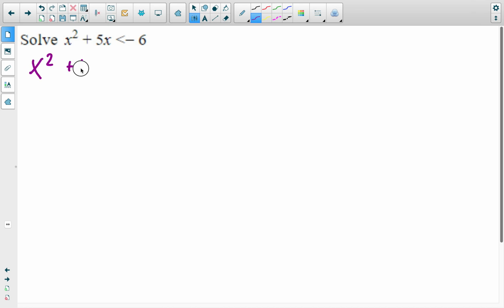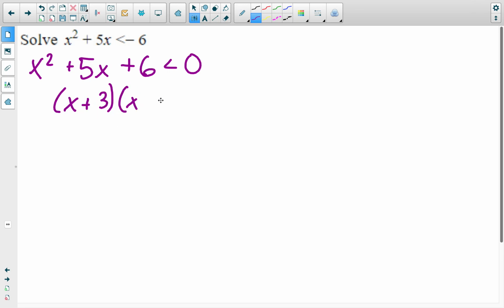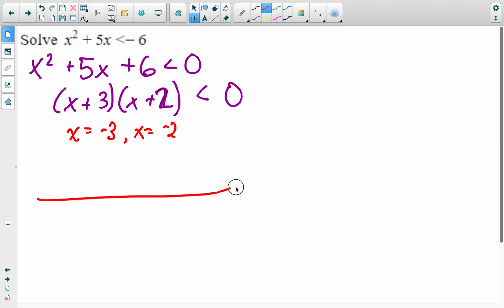All right, first thing we're going to do is move everything to one side. So I'm going to add 6 to both sides to make this less than 0. We got to be working with zeros here. Then we can factor. It's tempting to try to factor with 5 and 1, or excuse me, 6 and 1, but because we have that 5x and positive signs, we got to use 3 and 2. Those are the factors of 6 that will add up to give us 5 in the middle. And so our critical values here are going to be x equals -3 and x equals -2. So when we make the sign chart, those are the numbers that we want to include.